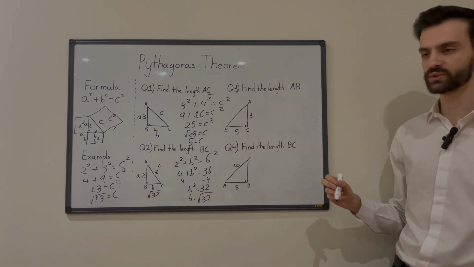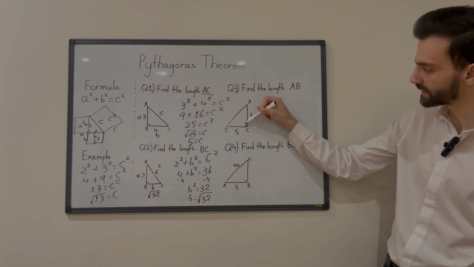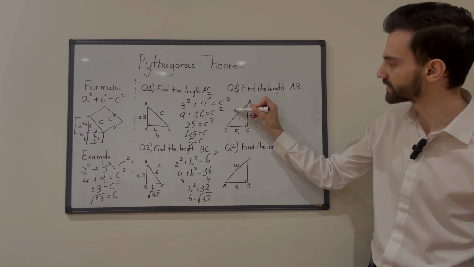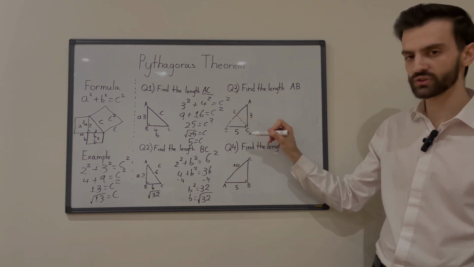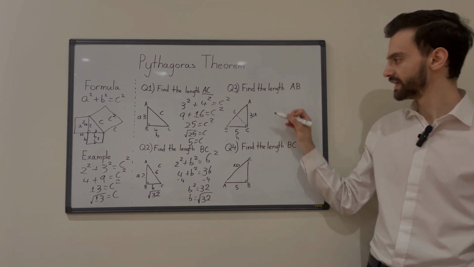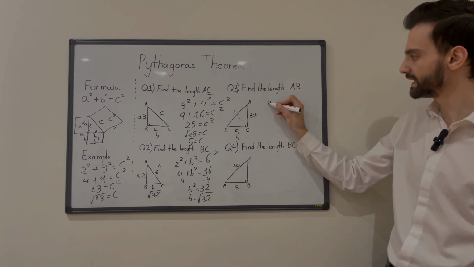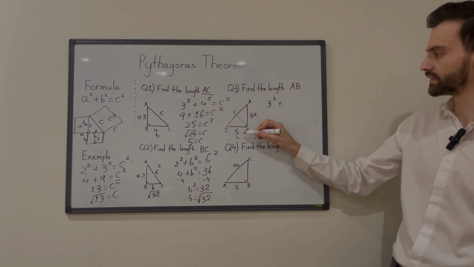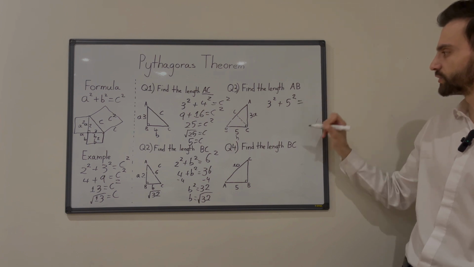Question 3. Work out the length of AB, so this length here. We label our triangle, longest length, and we can always determine it by trying to go as far away from the right angle as possible. So this is our C, lowercase. We have A and B, we get to choose. I'm going to choose this as A, I'm going to choose this as B. So A squared, back into our formula. So 3 for A squared, plus B squared, which is 5, and it's equal to C squared.